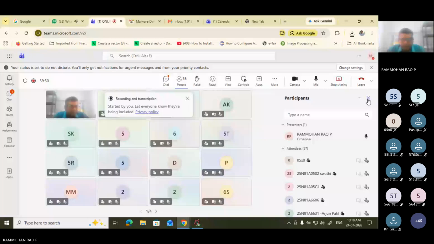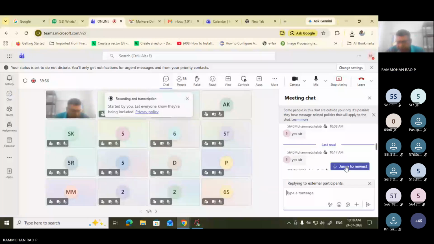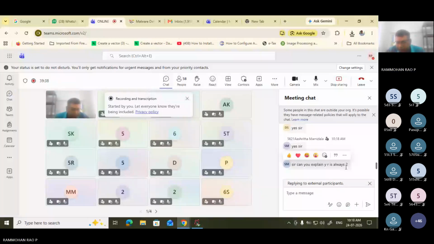So what is the response in the chat box, right? Any doubts till this point? Yeah, why R is always 2? R means what? Base of a number system.